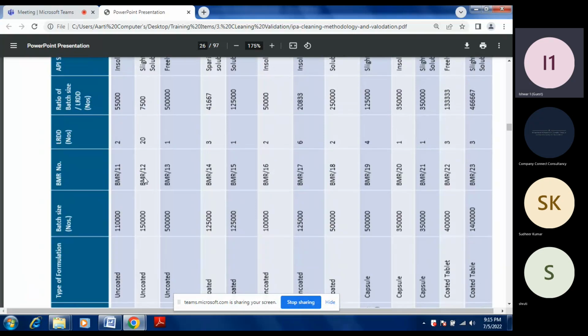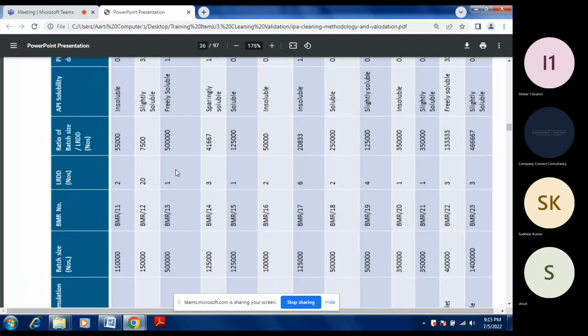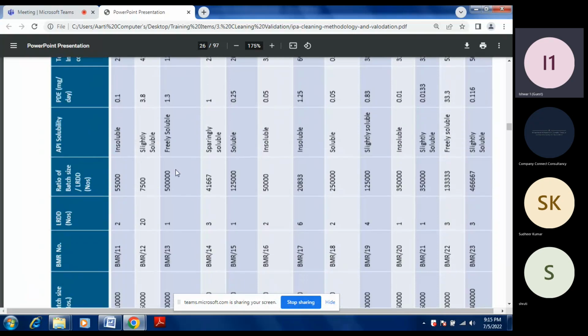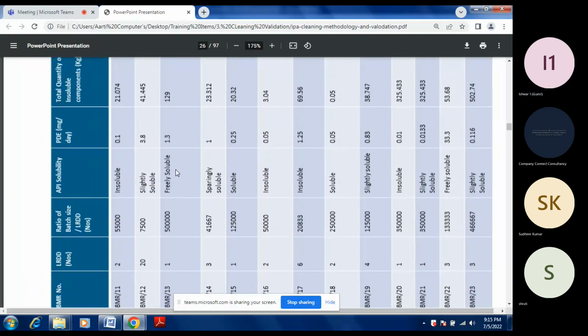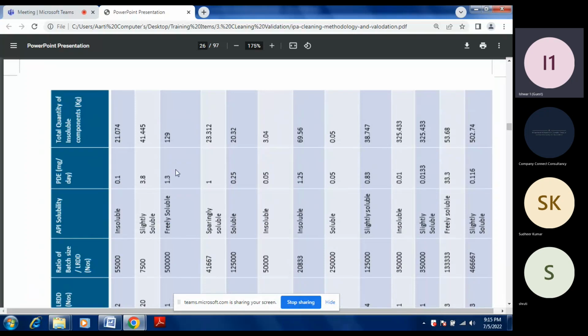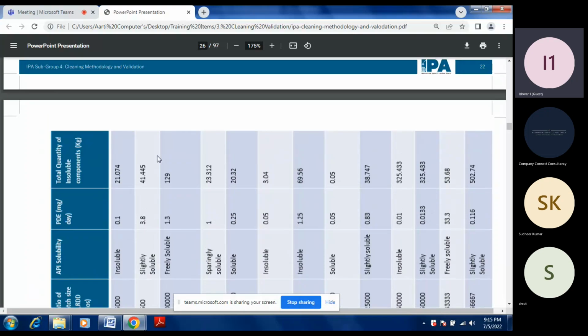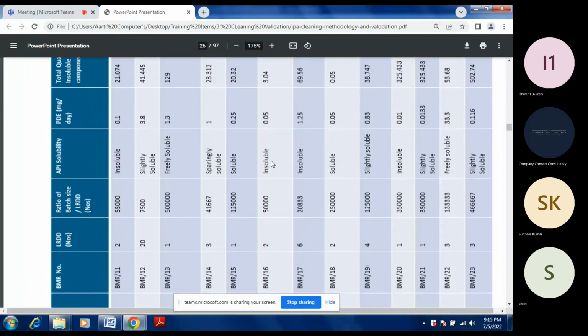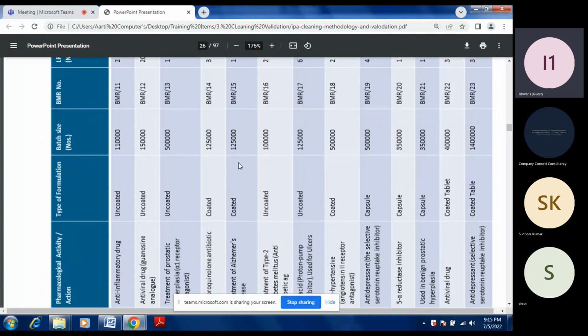Batch number is not necessary for the calculation, but for identification of that particular batch, BMR number is also important. The ratio of the batch size, API solubility, PDA value, and total quantity of the insoluble components. So based on that criteria, we select the worst case criteria of the product.